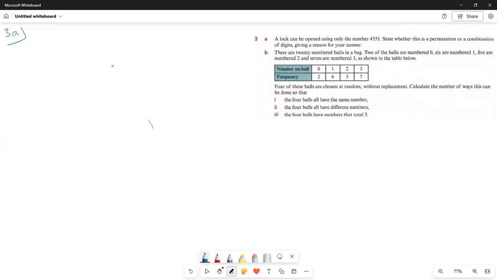In combination, the order is not important. It could be in any order, right? For example, if I'm picking up 4 balls out of 10 balls from a bag, the order of those balls is not important, right? So that is dealt with by a combination problem. But if the order is important, that is, in which order I place them, then it is a permutation issue. Since in the lock number the order is important, this is a permutation problem.